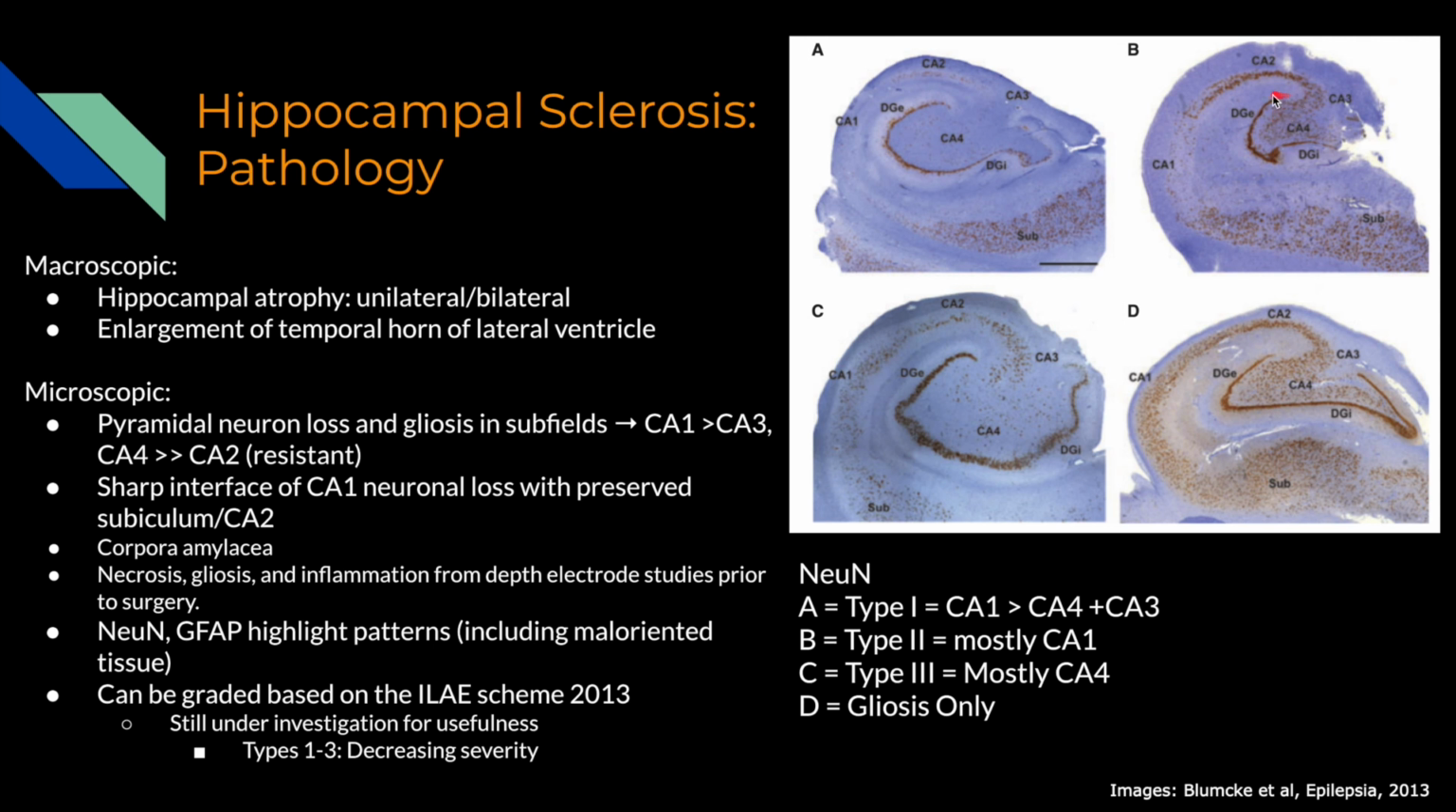In type 2, we see the dentate again. We see CA4, CA3 neurons preserved, CA2 as expected, and then very isolated loss of CA1. And then as we go to type 3, really even less severe, affects only the CA4 region, whereas CA3, CA2, CA1 appear well intact. And this is what the normal hippocampus should look like with just mild gliosis.